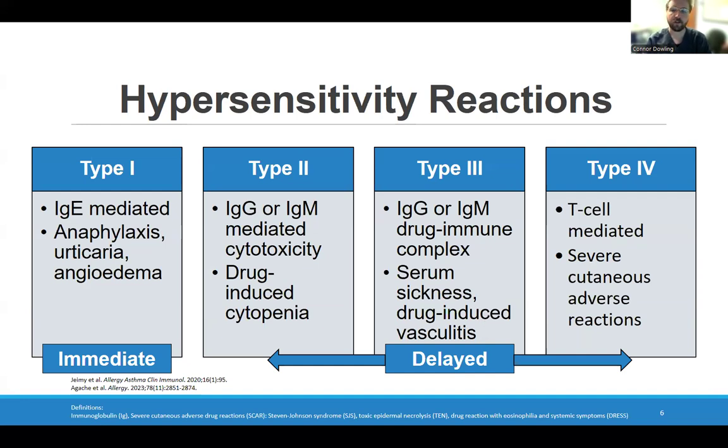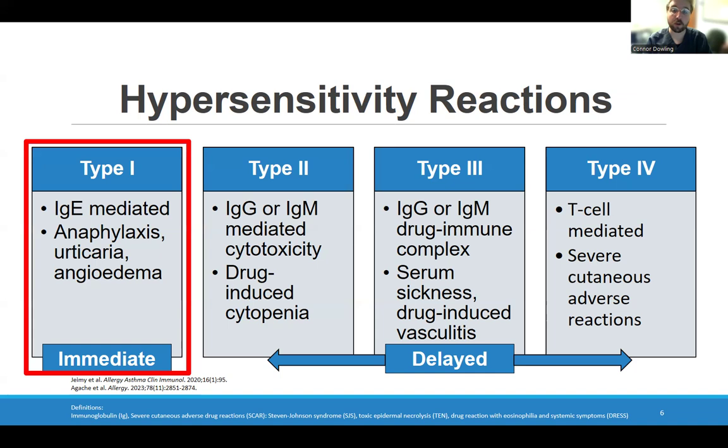More specifically with this presentation, we're going to be focusing in on our type 1 IgE-mediated reactions. These are reactions that are characterized by anaphylaxis, urticaria, or hives, so urticaria being hives, or angioedema. As you can see, this is an immediate type reaction, whereas type 2, 3, and 4 are all delayed reactions. Some of the other differences between these reactions is the way that they are mediated. Type 1 is mediated by IgE, whereas type 2, type 3, and type 4 are either mediated by IgG, IgM, or they could even be T cell mediated.